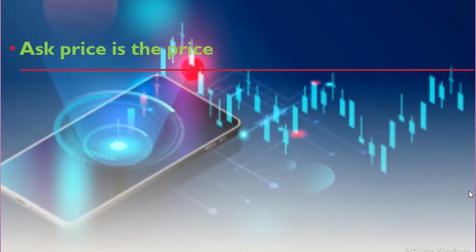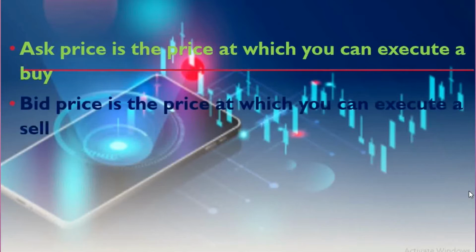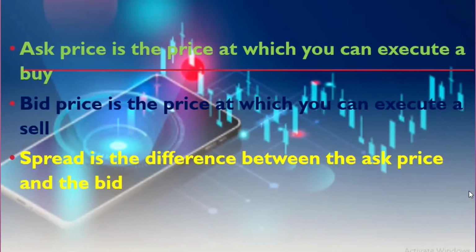Buying and selling are kith and kin to ask price and bid price. Ask price is the price at which you execute a buy, and bid price is the price at which you execute a sell. The difference between ask and bid price is called the spread. Brokers actually vary the spread so that they can also make profit. Okay, let us talk a little bit about Forex brokers and spread.